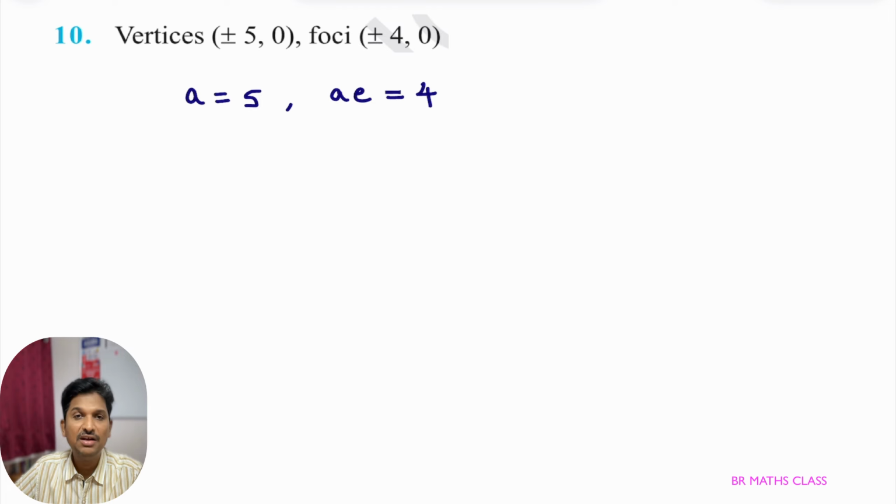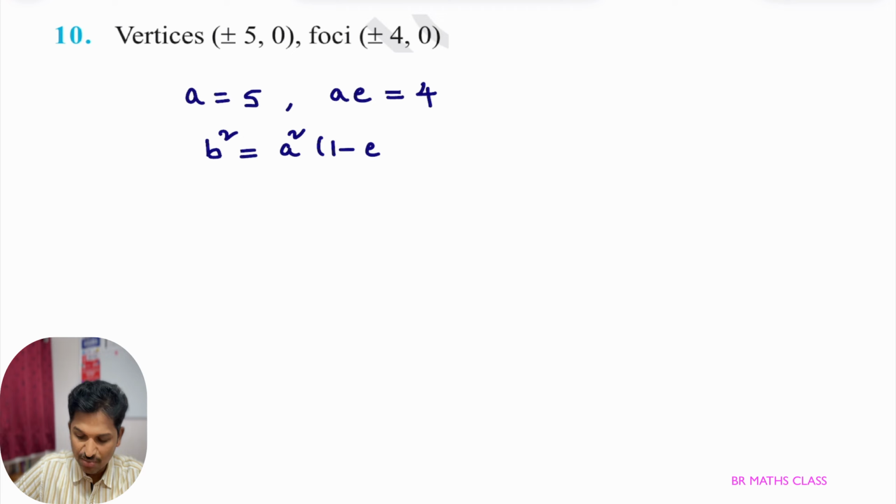What do you want to find? You want to find the equation of ellipse. If you want to find the equation of ellipse, you need two things, a value and b value. As we identified, this is the first type of ellipse. In the first type of ellipse, we know this formula, b square equal to a square into 1 minus e square. Here what I'll do, I'll multiply a square into 1 and a square into e square. Multiplying, what you'll get, a square into 1 is a square minus a square into e square.